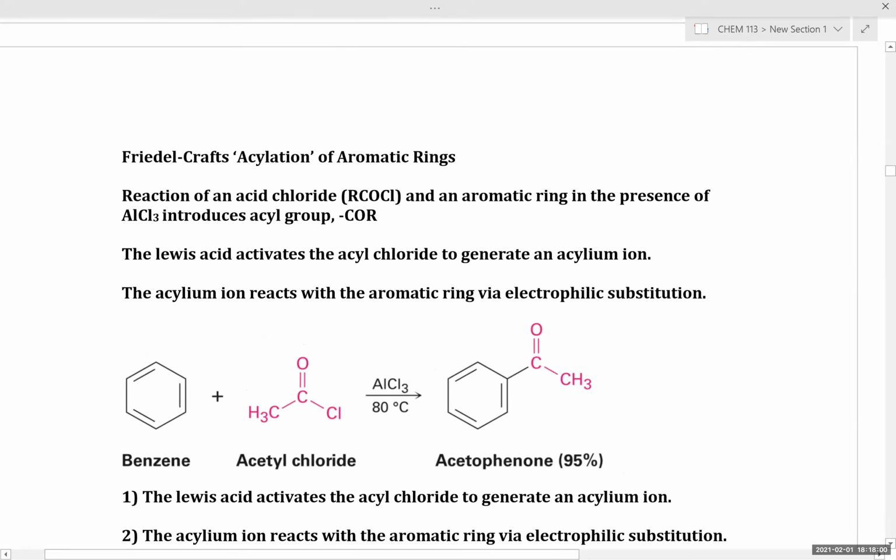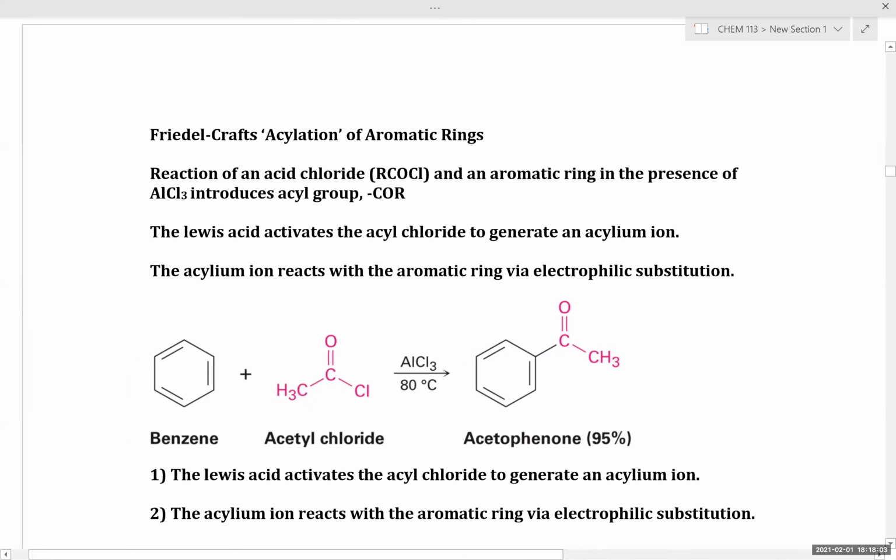Let's keep going now. And let's take a look at an alternative to Friedel-Crafts alkylation, the Friedel-Crafts acylation of aromatic rings. This is a preferred alternative to Friedel-Crafts alkylation if you want to mitigate some of the reactivity and selectivity issues encountered during the Friedel-Crafts reaction. So in this case, we have a reaction of an acid chloride or acyl chloride and an aromatic ring in the presence of a Lewis acid, such as aluminum trichloride, which introduces the acyl group.